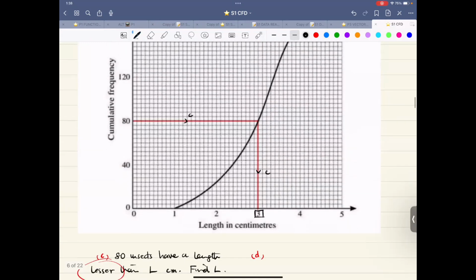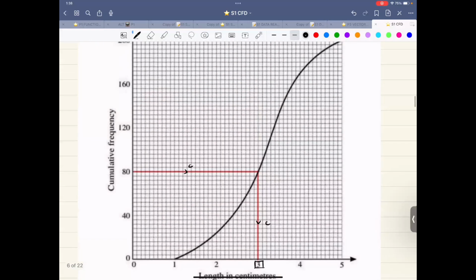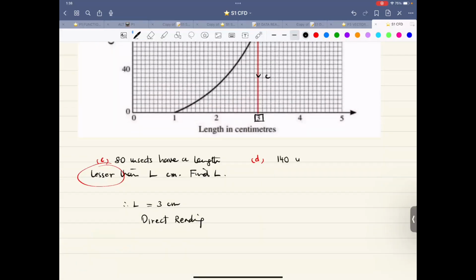Let's say, let me choose a number, 140 insects, or let me choose the word 60 for a second. So 60 insects have a length greater than, let's choose the word K centimeters. Find K. Now the trick over here is that it's written greater. 60 insects have a length greater.